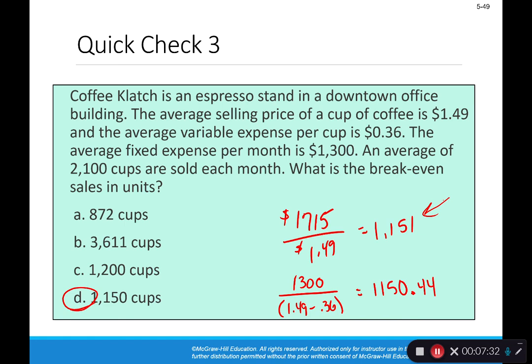So whenever you're dealing with break even in the real world, you always want to round up, because you can't sell 0.44 of a coffee. So you want to round up, because if you round down, then you're going to end up losing a tiny bit of money. I'd rather make a little bit of money. Again, close enough, but I just want you to understand that if we were only to sell 1,150 cups, we'd actually lose some change. So it wouldn't quite be break even, and that's just because of rounding.